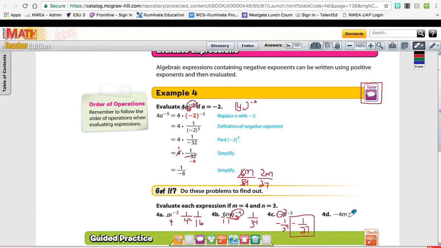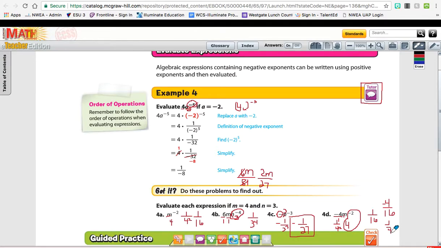Finally, negative 4m to the negative 2, m is equal to 4, and 4 to the negative 2 power is just like saying 1 over 4 to the positive 2 power. And 1 over 4 to the positive 2 power is the same as 1 over 16. And what happens to that negative 4 out front? Well, negative 4 is just like saying negative 4 over 1. Negative 4 times 1 is negative 4. And in the denominator, 1 times 16 is 16. And we can simplify that to be negative 1/4 for 4d.